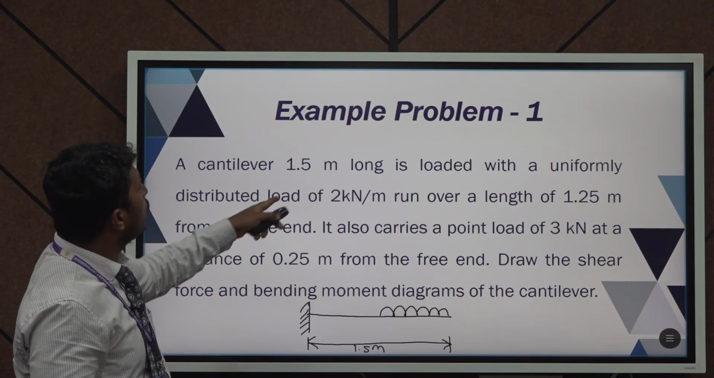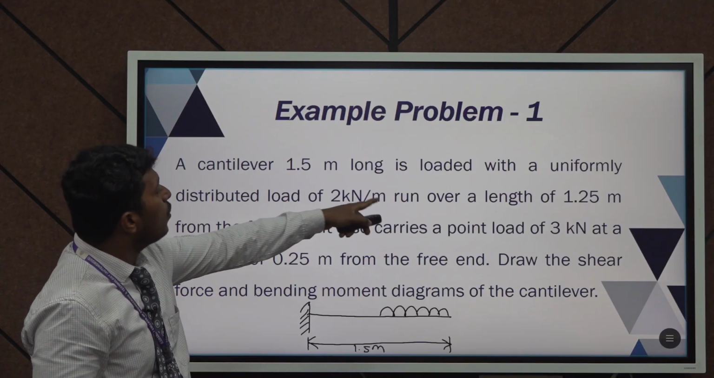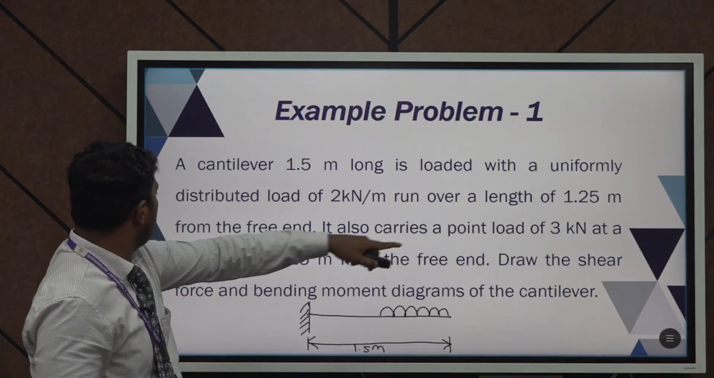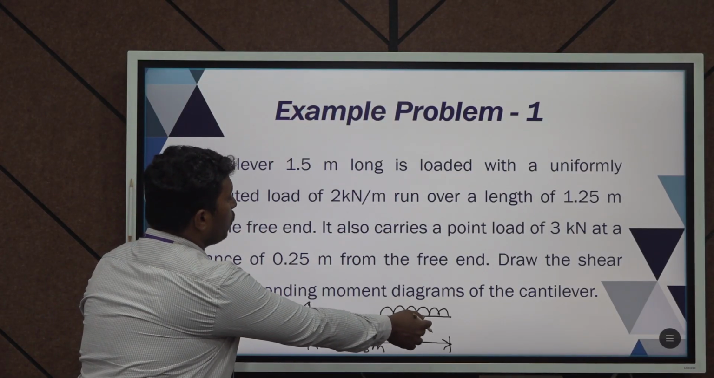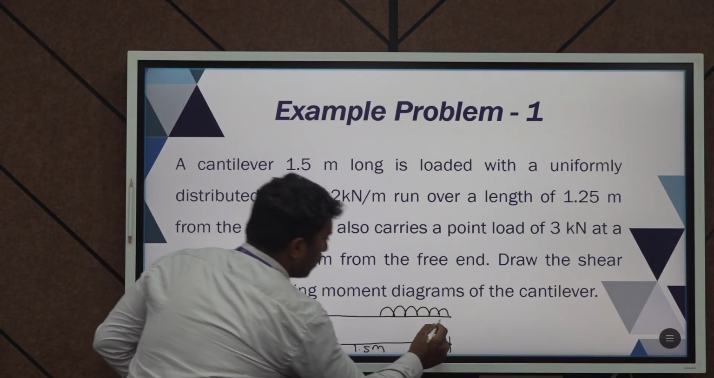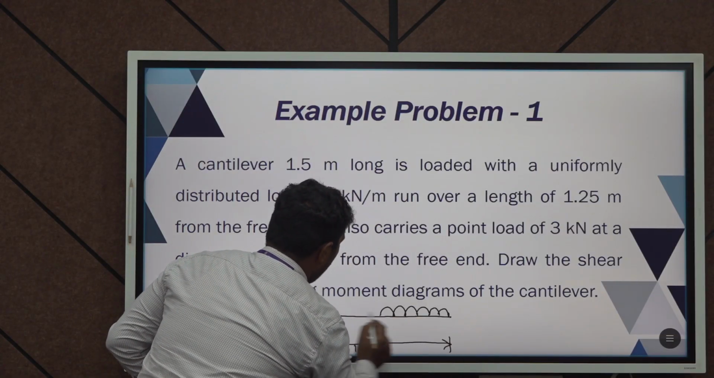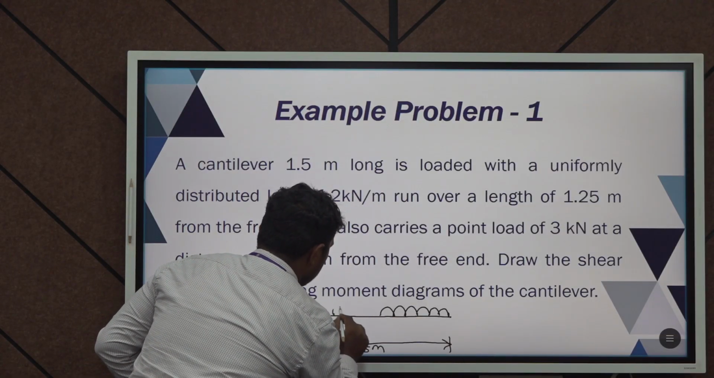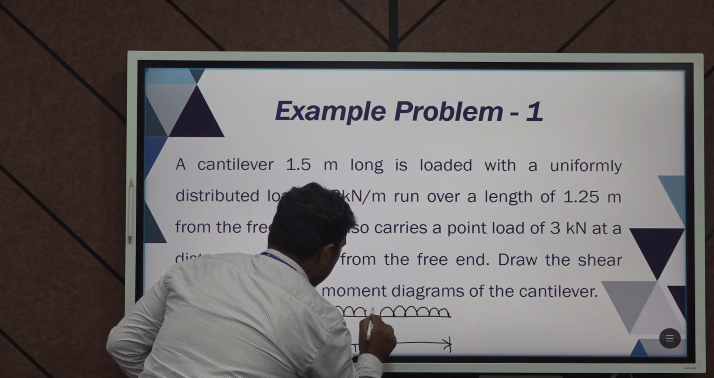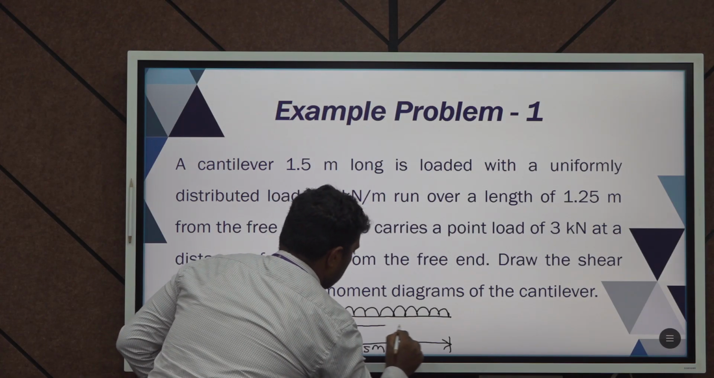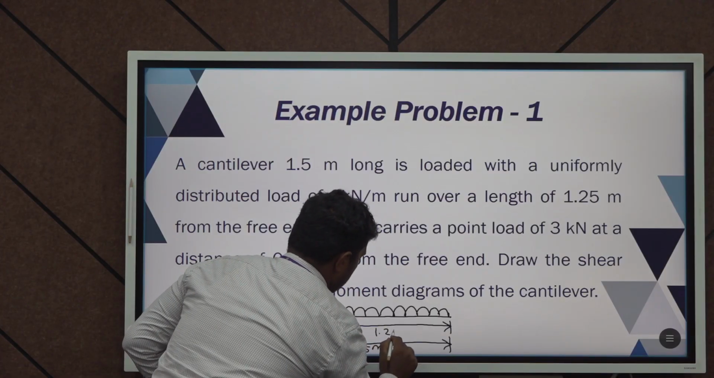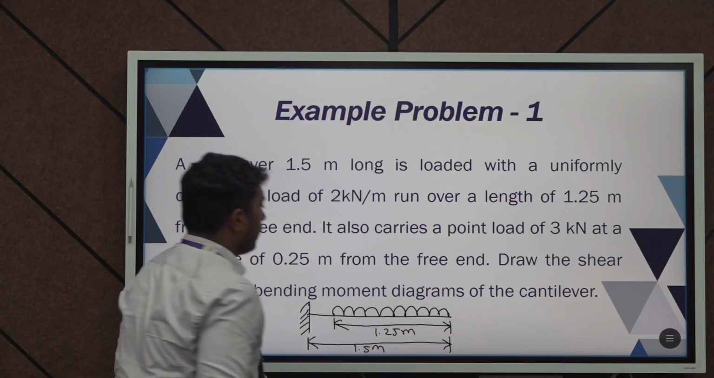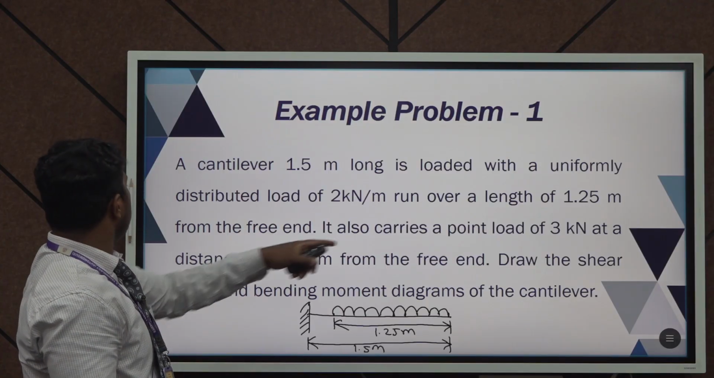Uniform distributed load of 2 kilonewton per meter run over a length of 1.25 meter from the free end. This is the fixed end, this is the free end, 1.25 meter from the free end. So, start from this point to 1.25 meter.